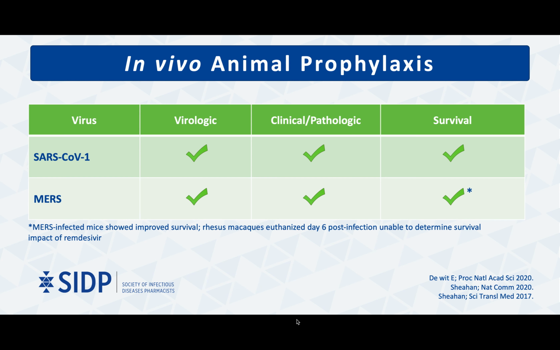So let's take a look at animal data. For SARS-CoV-1 in a murine model, prophylactic remdesivir achieved significant reductions in viral loads, prevented decline in pulmonary function, reduced pathologic changes including intraalveolar edema from diffuse alveolar damage, and also improved survival compared to vehicle-treated controls. Similarly, in a MERS murine model, and also in rhesus macaques, prophylactic remdesivir conferred significant reduction in viral titers, improvement in clinical scores, reduction in observed lung pathology, and significantly improved survival in the murine model. The macaques were euthanized at a pre-specified endpoint, so survival effects could not be determined.